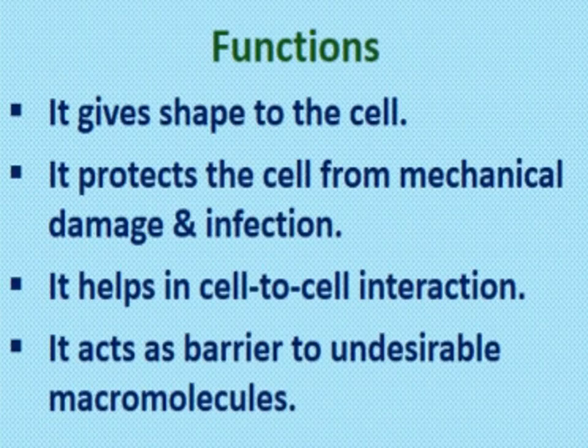Now, functions of the cell wall. First, it gives shape to the cell. Second, it protects the cell from mechanical damage and infection, because it is a hard structure. Third, it helps in cell to cell interaction. The middle lamella is present there, and plasmodesmata is present through it. So it helps in cell to cell interaction.